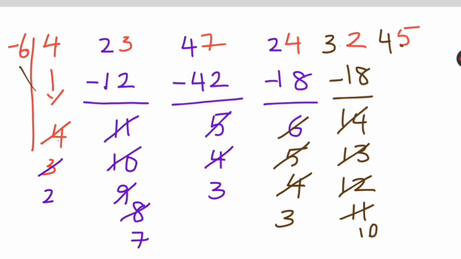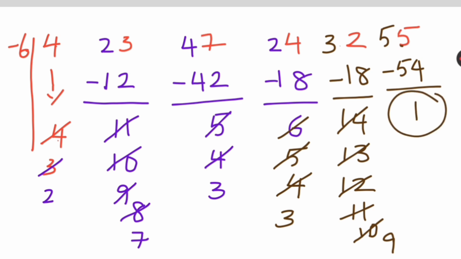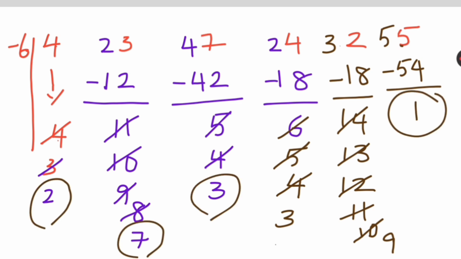So still 6 times 10 is 60. 60 is greater than 45. That's why you need to drop one more 10 and add the 10 to here. It becomes 55. 6 times 9 is 54. So 54 is less than 55. So that's why you need to stop this process and do minus 54. 55 minus 54 gives 1. So the remainder is 1. The quotient is 2, 7, 3, 3, 9.